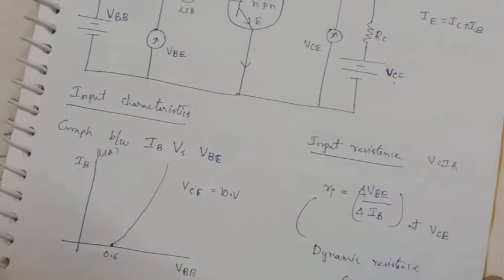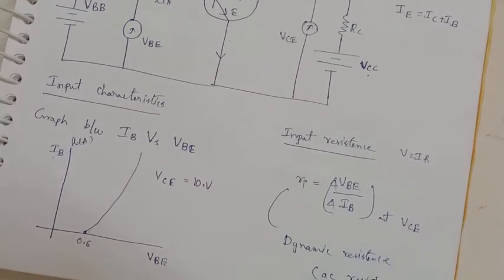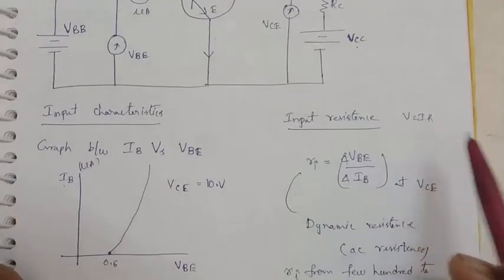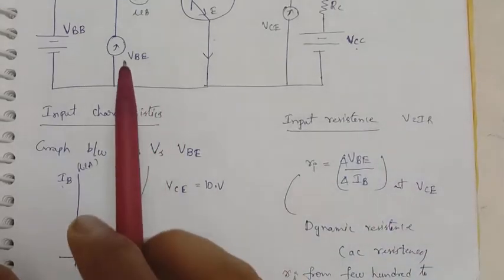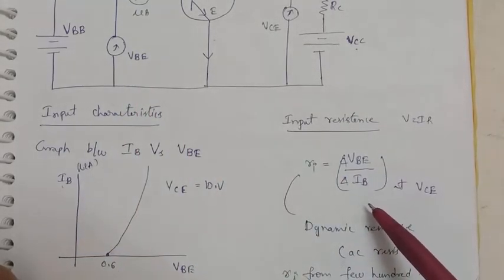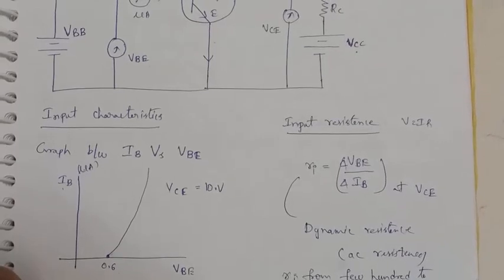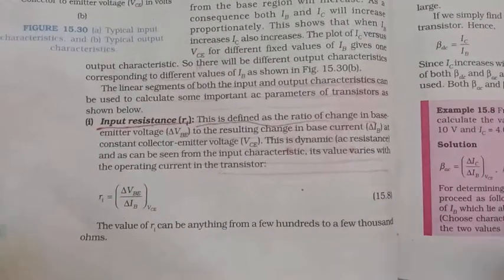And what is the input resistance? Resistance: V is equal to IR, so R is equal to V by I. So the change in input voltage between base and emitter, to the change in base current at a constant output voltage, is called the input resistance. So only definitions are there. What is the input resistance?